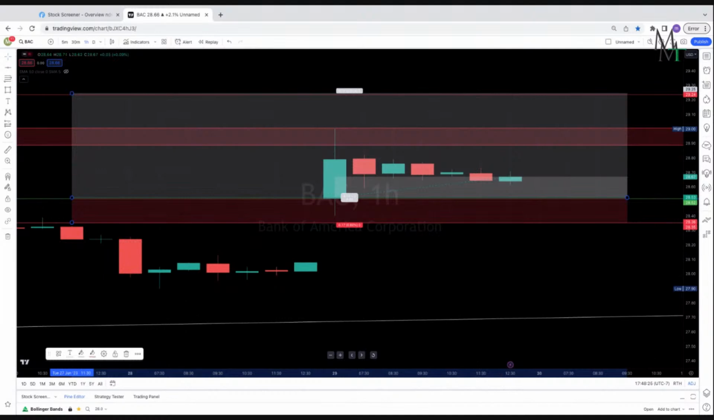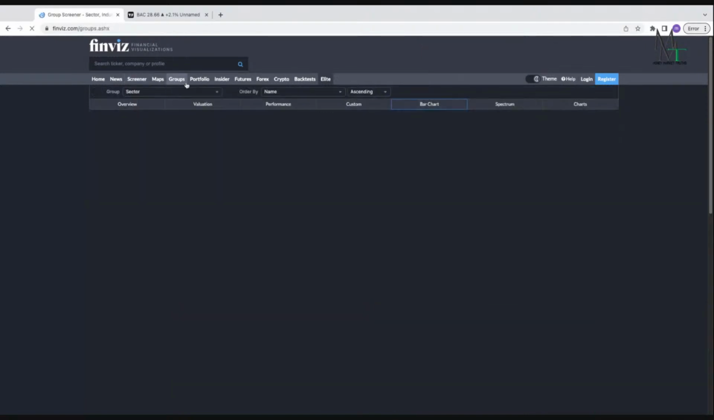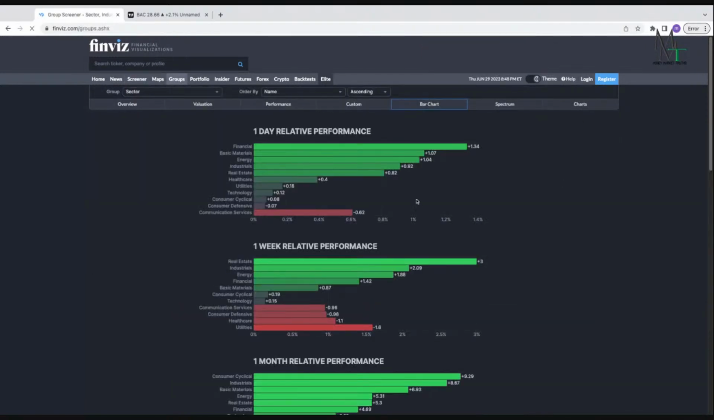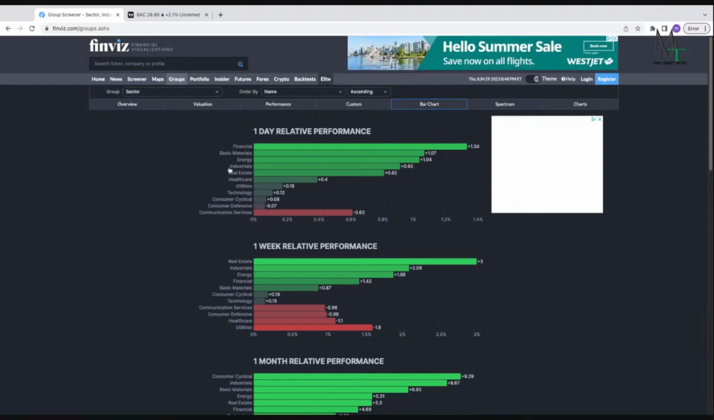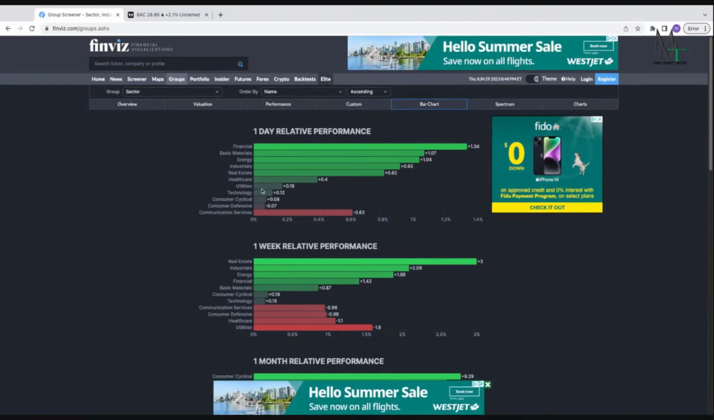Okay, so there's another thing I want to show you on Finviz. We're going to go back here. We're going to go in groups, and this is what I use for catching sector rotation. Now, what we're looking at here, and I'll just speak it out: like I said, they're not selling tech. Tech is green, but they're buying financials. They're buying basic materials. They're buying energy.